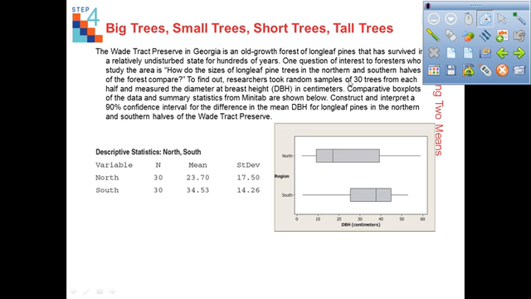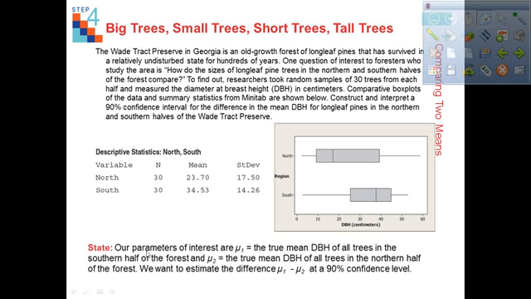They tell us that they took a random sample from both the northern and southern halves. So it says random samples, so we know the random condition works. And then I'm going to go ahead and assume that there are more than 300 trees in the North and the South Preserve, which is going to be our independence condition.